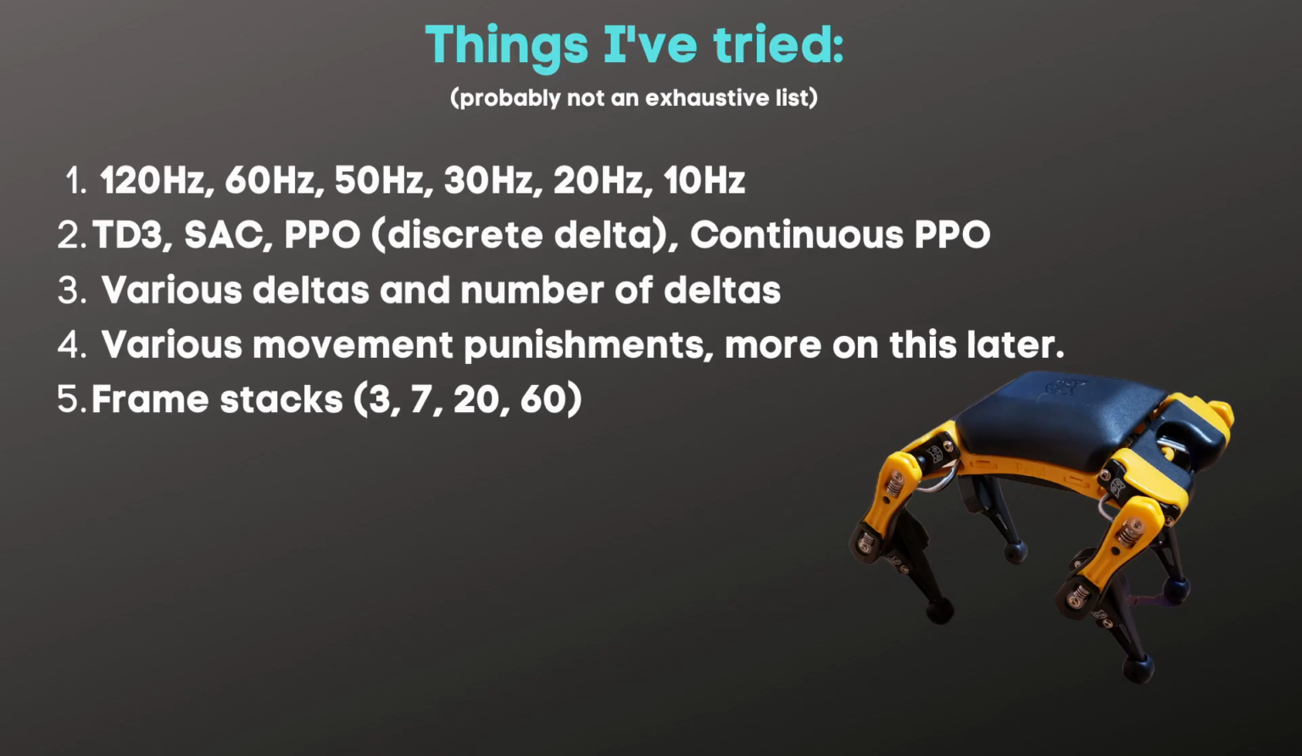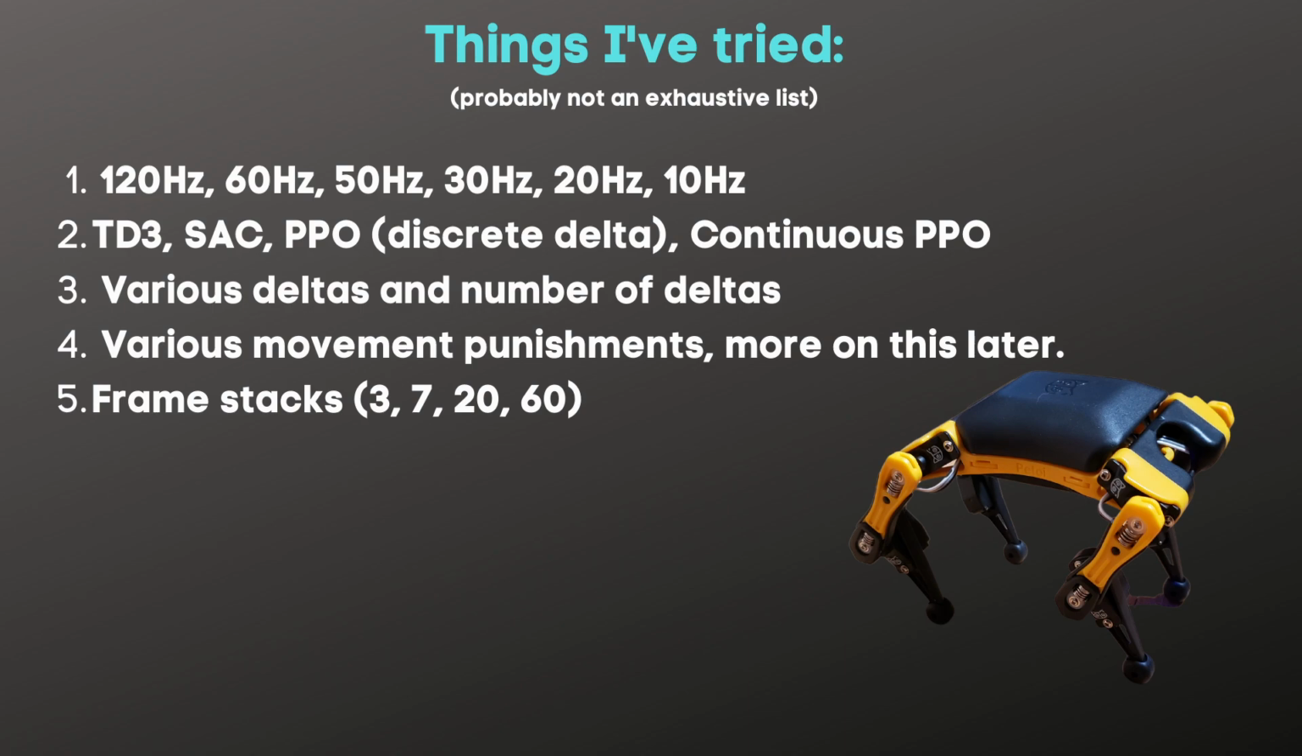As I get into some of the results, I couldn't possibly show every single version and every single test that I ran. It was easily in the hundreds, but I can at least give some highlights. So first, some of the things that I tried: various hertz, so 120, 60, 50, 30, 20, and 10. I tried TD3, SAC, PPO, discrete delta, and continuous.